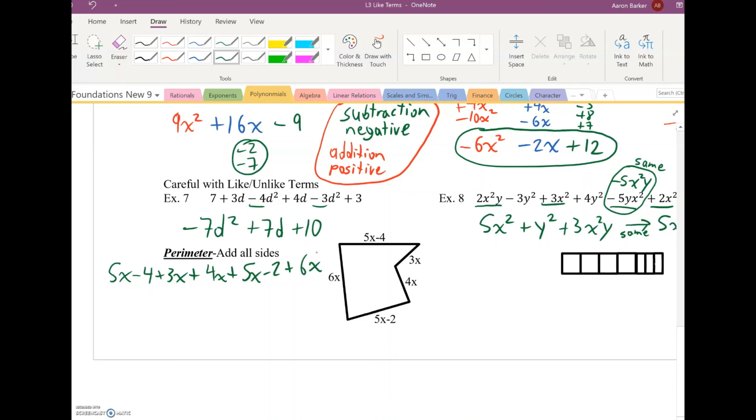So altogether, how many x's have you got? 5 plus 3 is 8, plus 4 is 12, plus 5 is 17, plus 6 is 23x. And how many one tiles? Negative 4 minus 2 is negative 6. So that is the polynomial for the perimeter of that shape, 23x minus 6. Until we know the value of x, we can't find a numerical answer. We have to leave it as a polynomial.